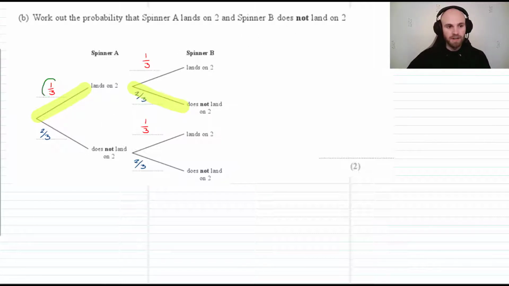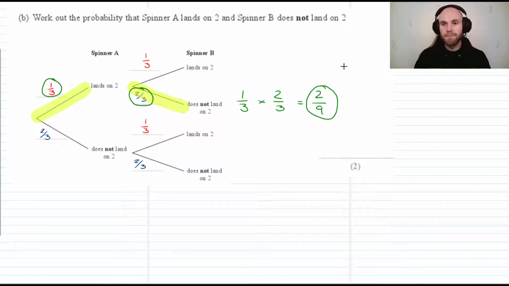And that probability is going to be a third multiplied by 2 thirds. So 1 over 3 multiplied by 2 over 3. And when we multiply fractions, we just multiply the top, multiply the numerators. That's going to be 1 by 2 is going to be 2. Multiply the denominator, so 3 by 3 is going to be 9. And that is our answer.